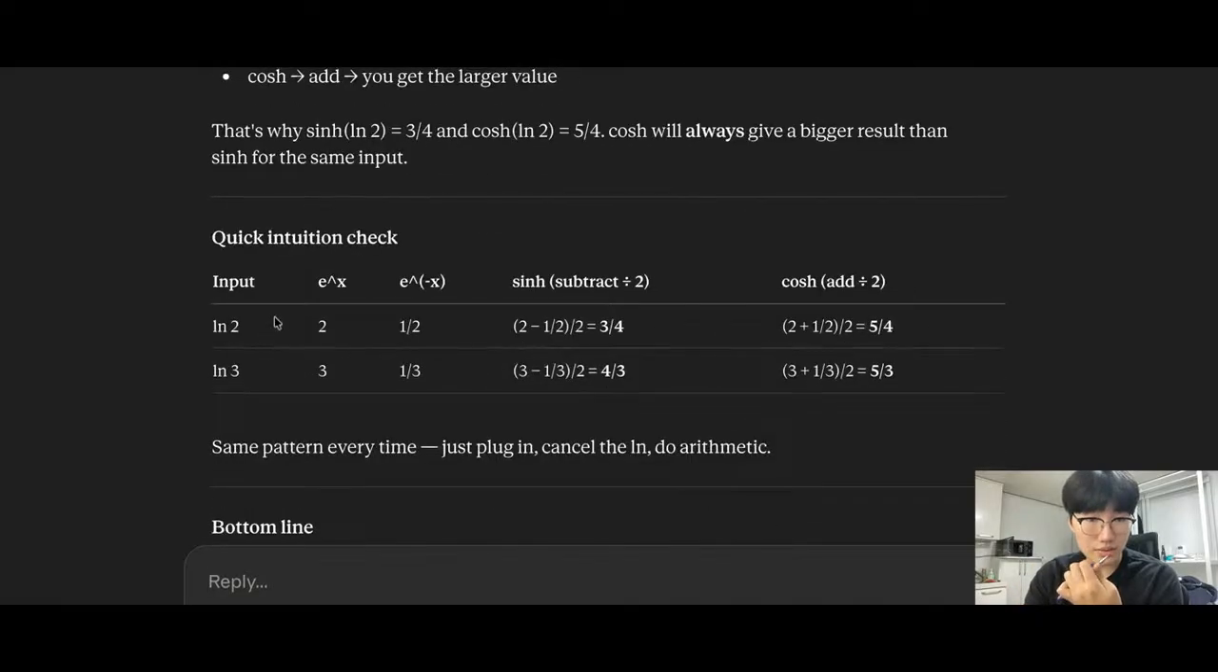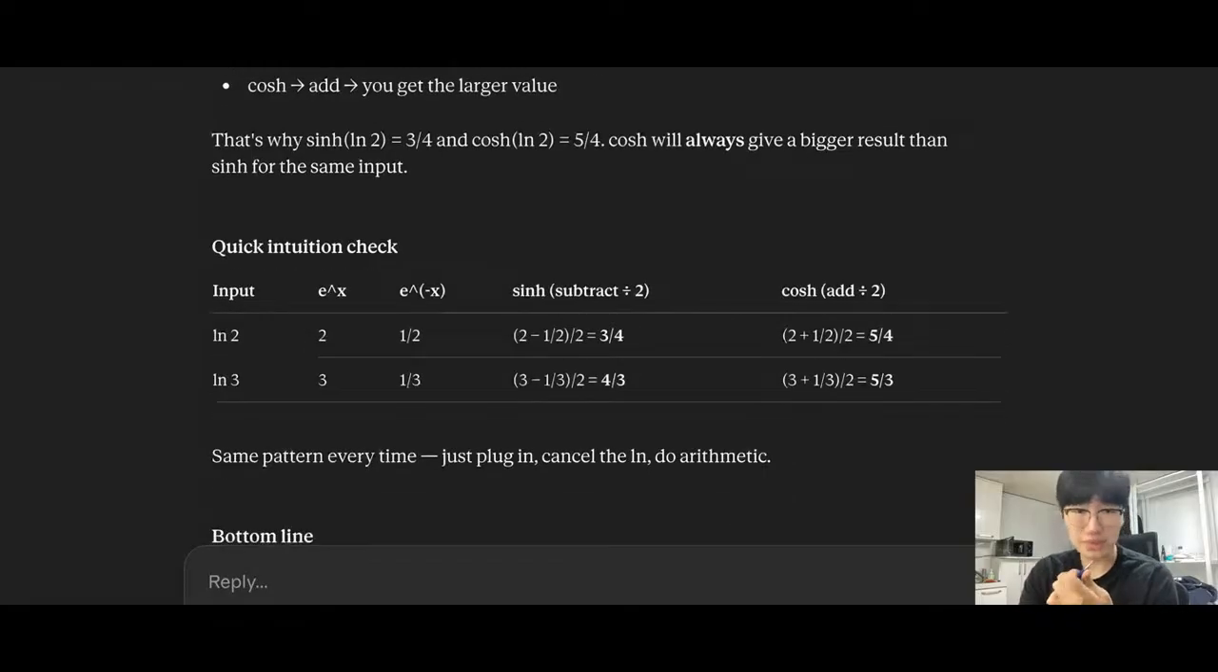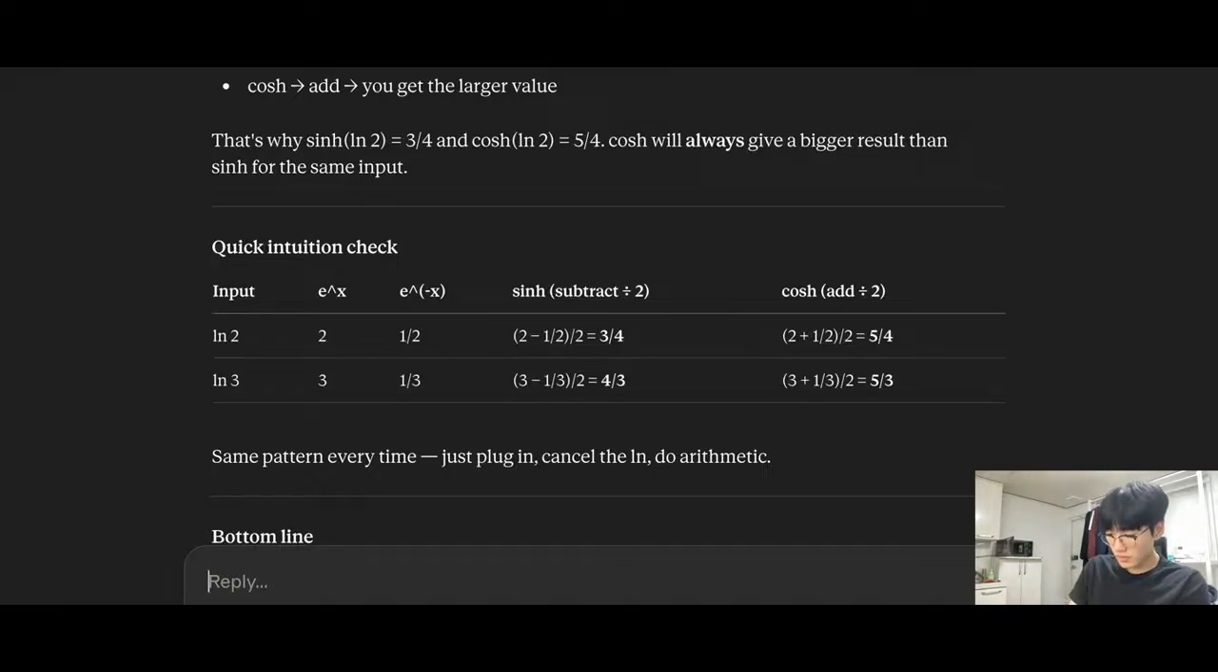Verification check: ln 2, 2 minus 1/2, subtract this, which gives you, divided by a half, times 6, 3. Huh?